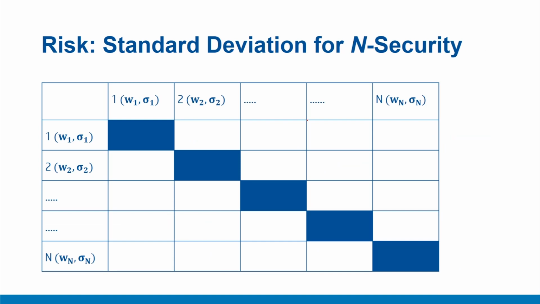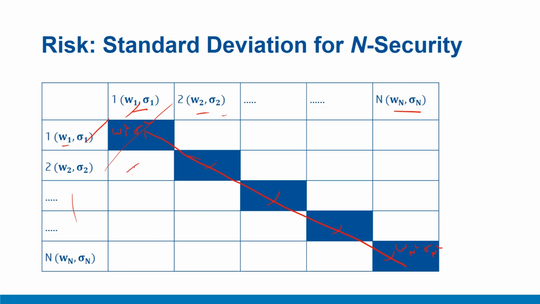Let us extend this understanding to a more generic n security case. Here again you have W1 sigma 1, W2 sigma 2 and so on up till Wn sigma n, and W1 sigma 1 here on the column and row side. As you would have already guessed, these diagonal boxes will include all the variance terms. So this will be something like W1 square sigma 1 square and so on, up to Wn square sigma n square. So these are all the diagonal boxes.